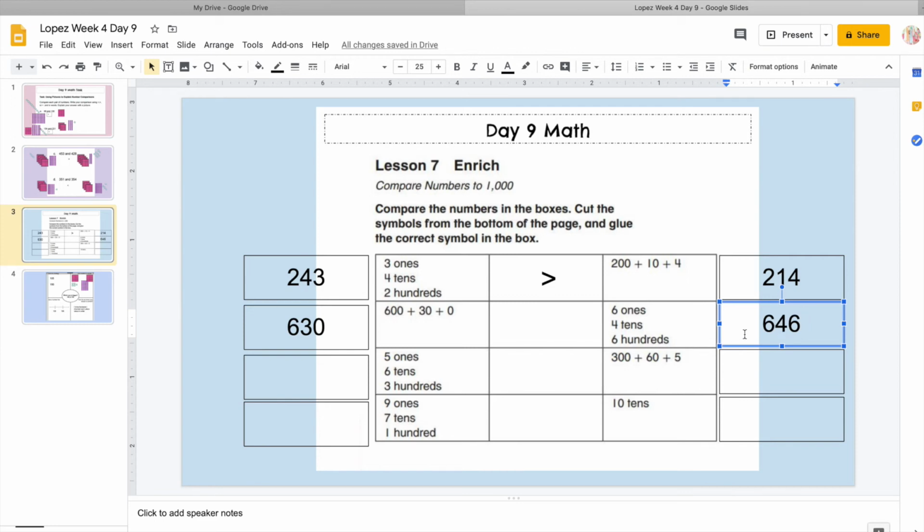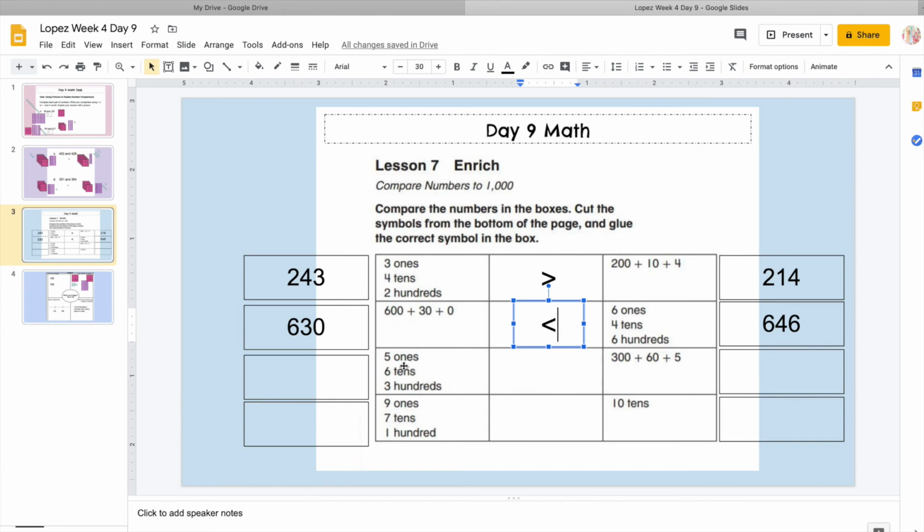If we go in order and look at the hundreds, there is a 6 in each. So we know we need to move over to the tens column because for 6 hundreds, that value is the same. We are comparing 3 and 4. We know that 3 is less than 4, so that lets us know that 630 is less than 646.